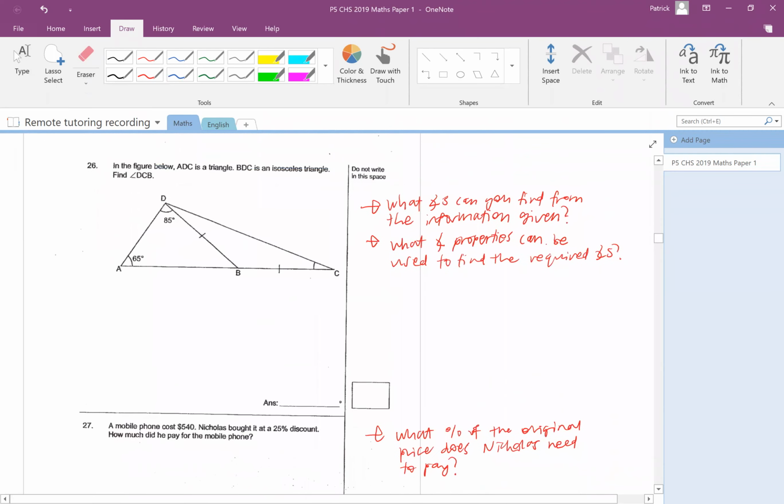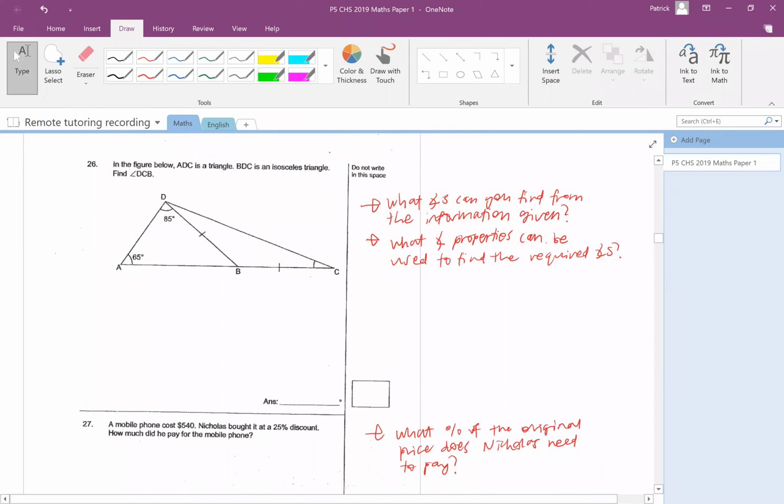Next, question 26. In the figure below, ADC is a triangle, BDC is an isosceles triangle. Find angle DCB. So first, what angles can you find from the information given? Then next, what angle properties can be used to find the required angles? The information given only has 85 degrees as well as 65 degrees.